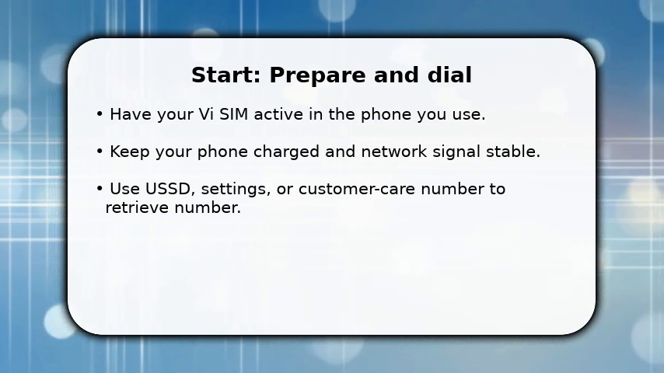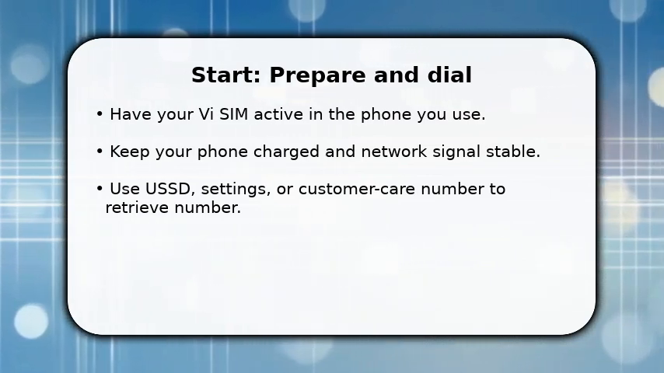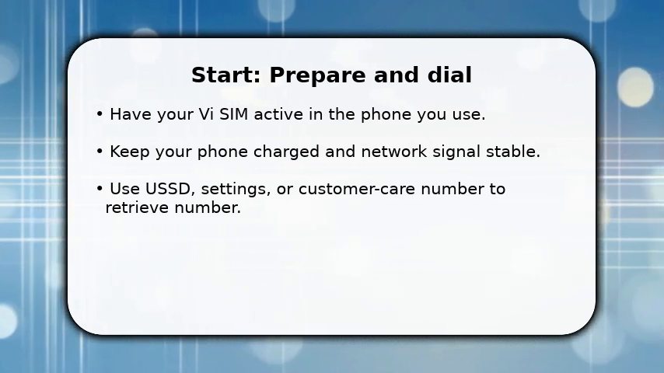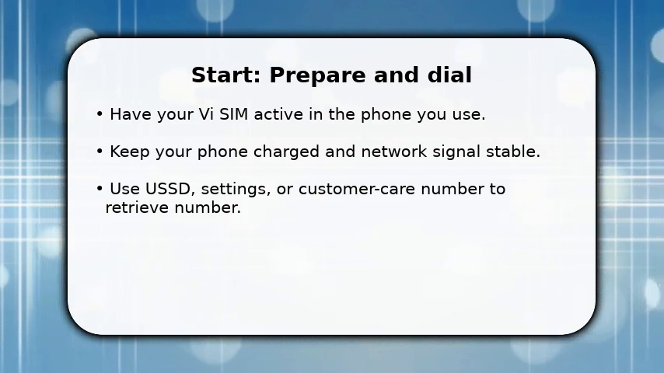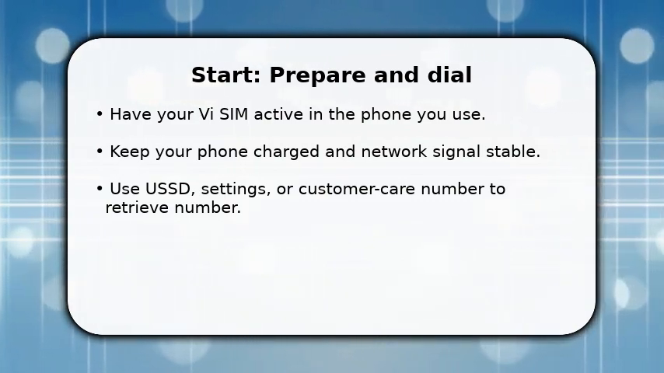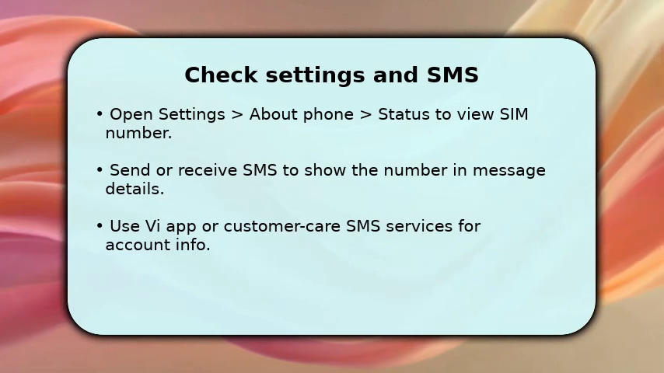If USSD shows a menu, choose My Number or Account Details. Make sure you read on-screen prompts. If nothing appears, move to Settings or use SMS-based shortcodes. Those steps follow next. You now check the phone's built-in info.